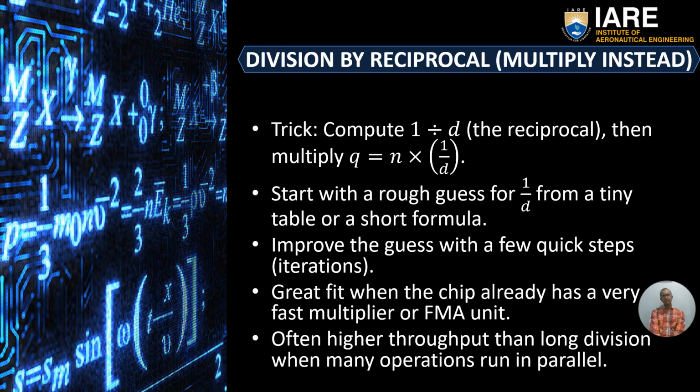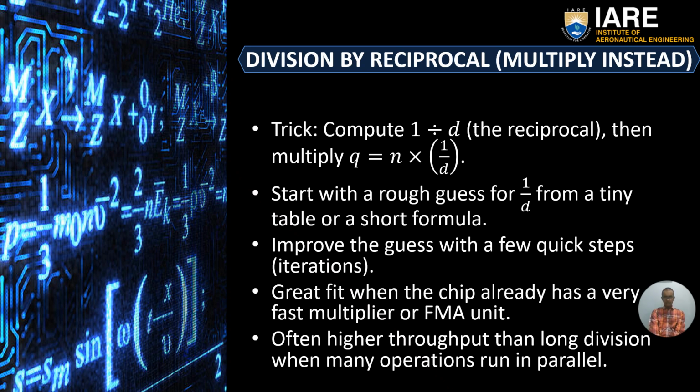This method is popular in graphics and vector machines because it works well in pipelines and with multiple data items flowing together. The trick is to compute 1 divided by d, the reciprocal, and then multiply: q = n × (1/d). We start with a rough guess for 1/d from a tiny table or short formula. Then we improve the guess with a few quick steps. The few quick steps are the iterative processes, whatever we use.